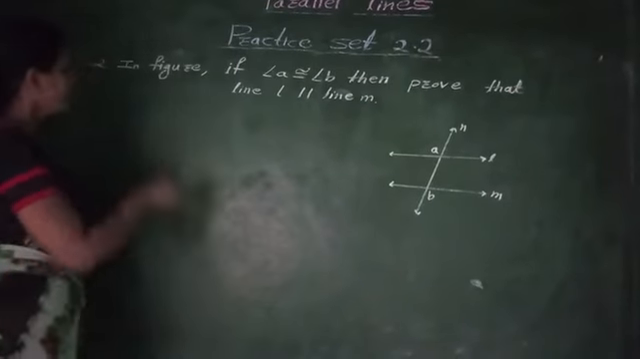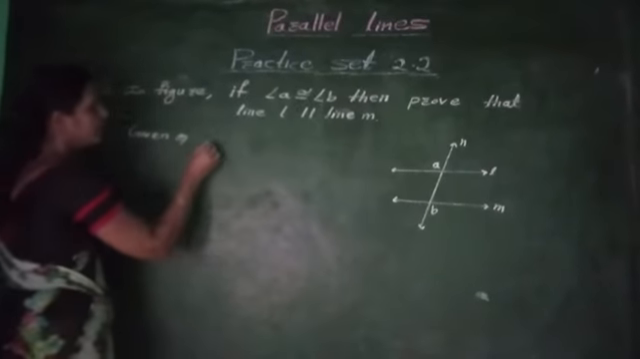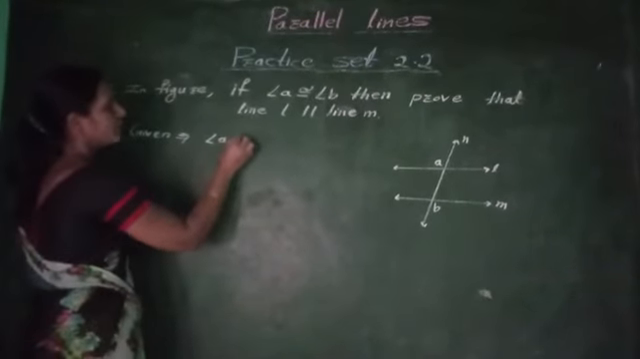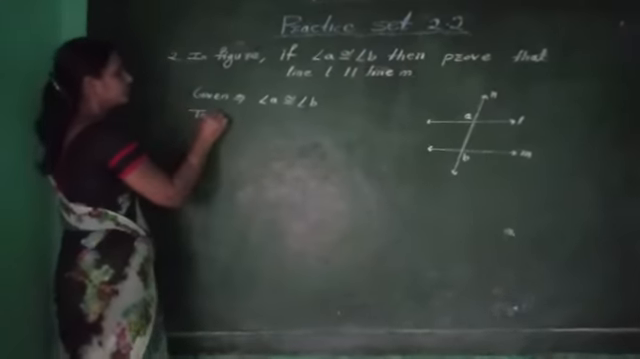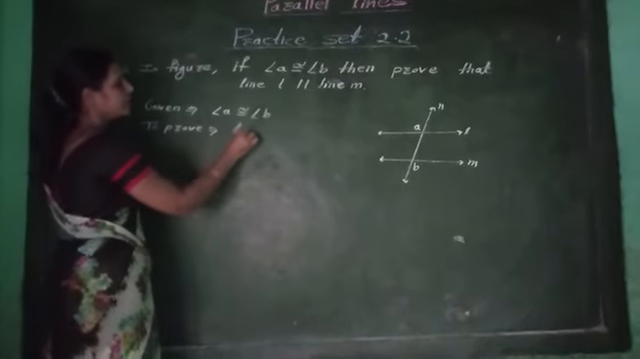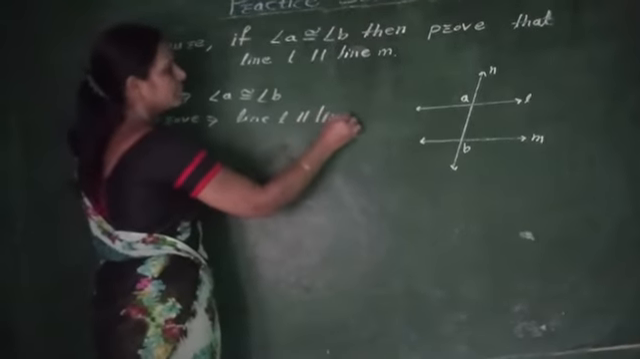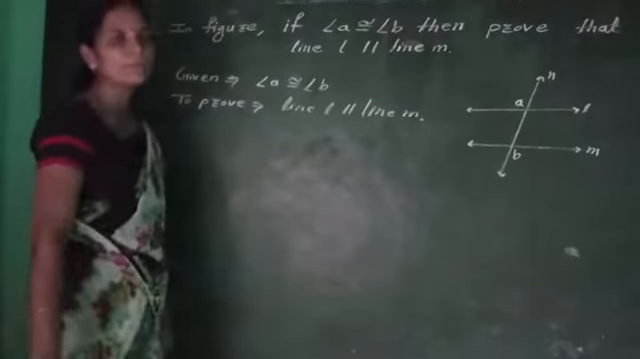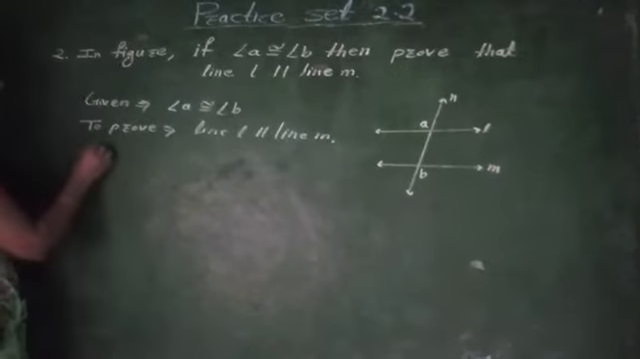For this, first write down the given. Given is angle A is congruent to angle B. We have to show, to prove, that line L is parallel to line M. Now the proof.